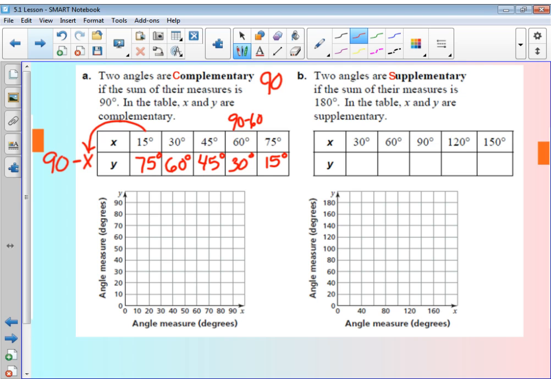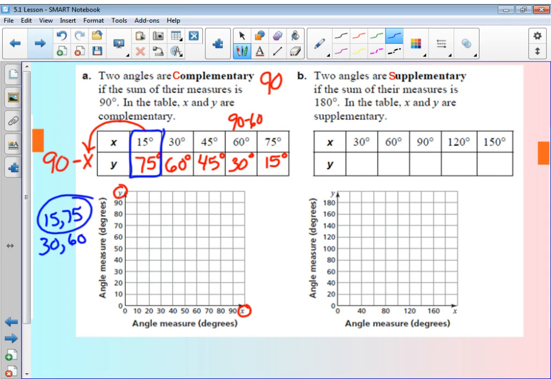Okay, so now we're going to go ahead and actually graph this information. So you'll notice here, it says the angle measures in degrees. These are our x's, these are our y's. So when we read this table up above, when you work with coordinates, instead of seeing them top to bottom, you're used to seeing them like this: 15, 75. Then the next one would be 30, 60. So I'm going to go ahead and graph this one.